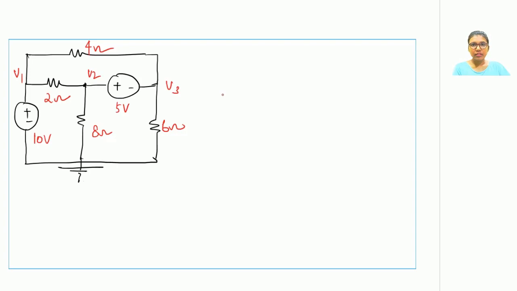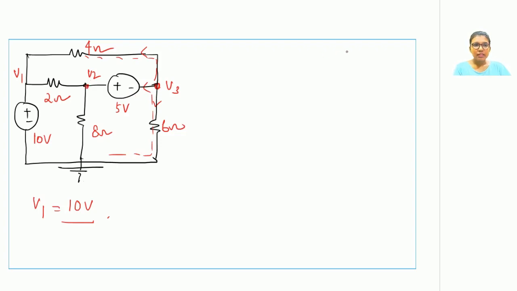I have redrawn the circuit once again for our reference. Already with the help of the reference node concept, V1 has come out to be 10 volts. We are presently working to figure out the equations for V2 and V3. We figured out that we cannot write the equations for V2. Now the question is, can we write the KCL equation for V3? There are 3 branches connected to V3. I can write the KCL equation for this branch. I can write the KCL equation for this branch. But can I write the KCL equation for this branch? I'll encounter the same situation that I had encountered for V2.